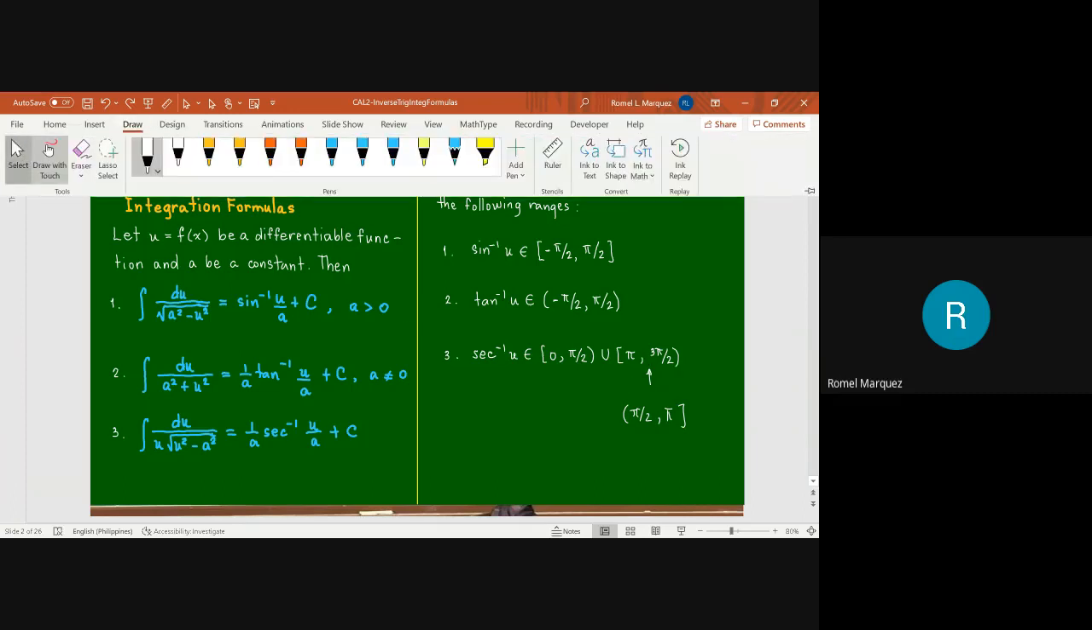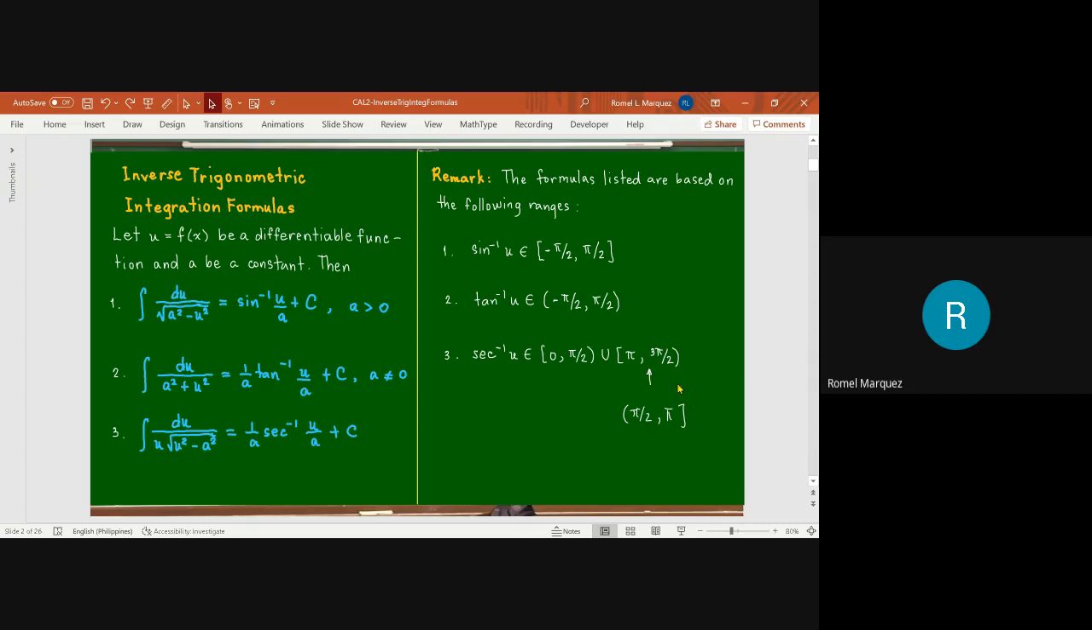Now that is an advantage for this formula because we are not going to have absolute value, and you know that handling absolute value is not that easy. Okay, guys. So don't be surprised if there are books where you can see the integral for this is 1 over a inverse secant of absolute value of u over a, because of the restriction chosen by the author of that book. So in our case, this is what we follow. Is that clear, guys? Yes po, sir. Because you might see other forms of formulas.